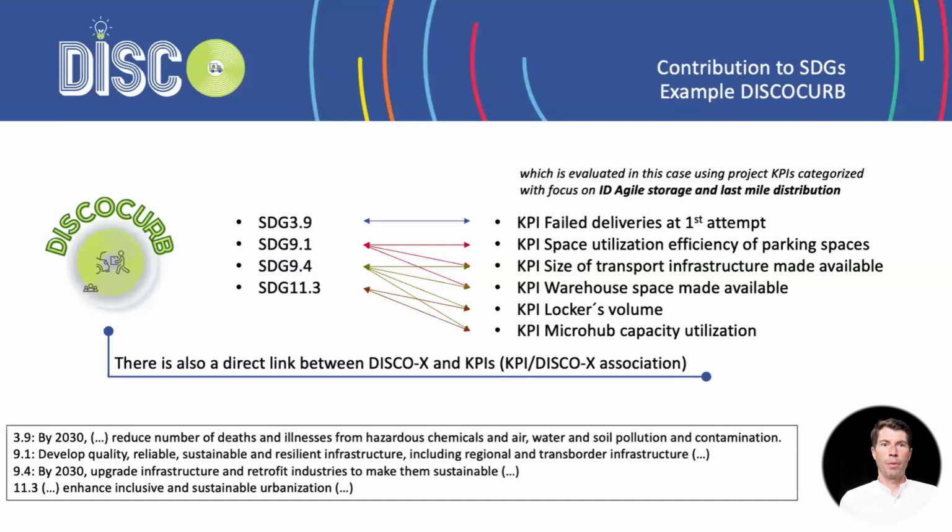The goal 9.1, for example, develop quality, reliable, sustainable and resilient infrastructure, including regional and transborder infrastructure to support economic development and human well-being with a focus on affordable and equitable access for all, traces to 3 of our KPIs: space utilization efficiency of parking spaces, size of transport infrastructure made available, and the warehouse space made available.